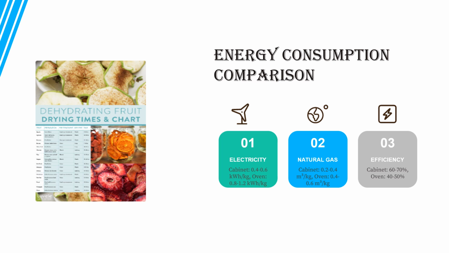So in this, the electricity and natural gas consumption is higher in oven when compared to cabinet. Even though the consumption rate is higher in oven, the efficiency is not that great. So even in energy consumption comparison, cabinet is better when compared to oven.